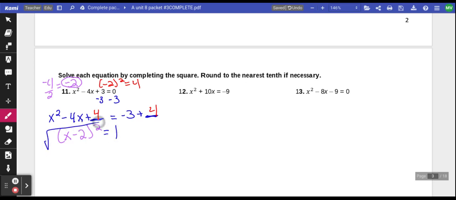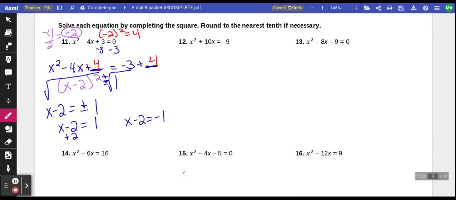Now I can take the square root of both sides, remembering that when I take the square root of a number, it's plus or minus. So I get x minus 2 equals plus or minus 1, because the square root of 1 is 1. And then solve each one of those. So x minus 2 equals 1, or x minus 2 equals negative 1. I solve those two mini equations by adding 2 on this one, which gives me x equals 3. Add 2 on this one, which gives me x equals 1. So the solution set is 1 or 3.